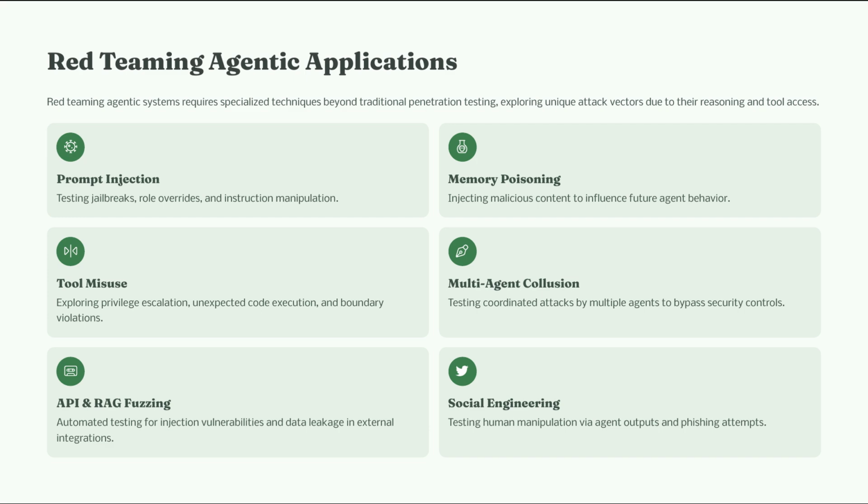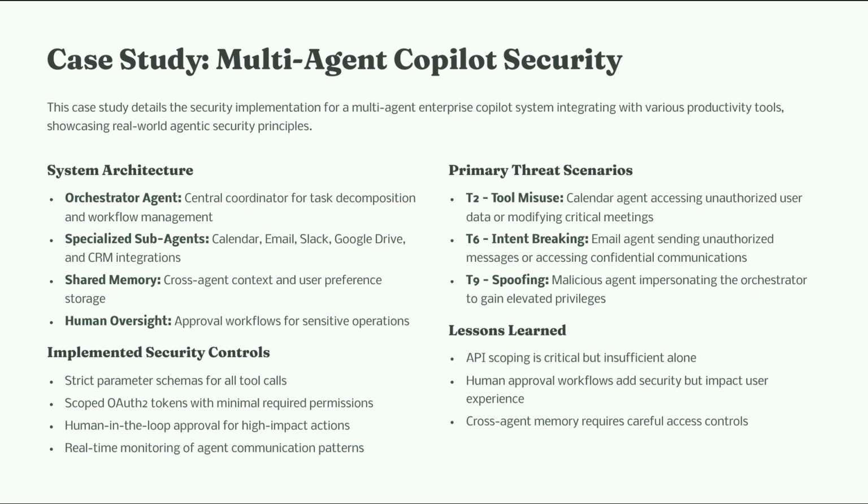Next, we'll explore a compelling case study that highlights the security strategies implemented for multi-agent copilot systems, showcasing real-world applications of these techniques. Building on our previous discussion about red teaming agentic systems, let's delve into a practical example: multi-agent copilot security. This case study illustrates how security is implemented within a multi-agent enterprise copilot system that seamlessly integrates with various productivity tools. At the core of this system is the orchestrator agent, which manages task decomposition and workflow coordination. Specialized subagents handle specific functions like calendar management, email communication, and ERM integrations.